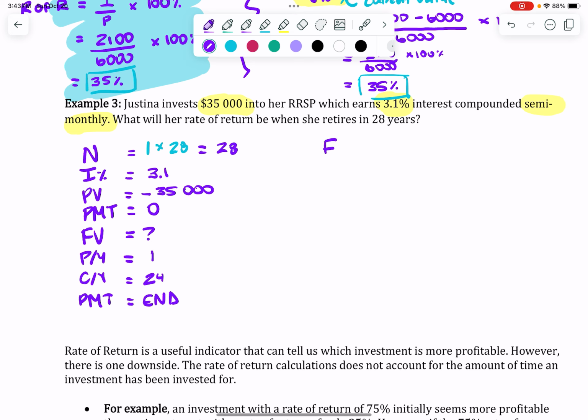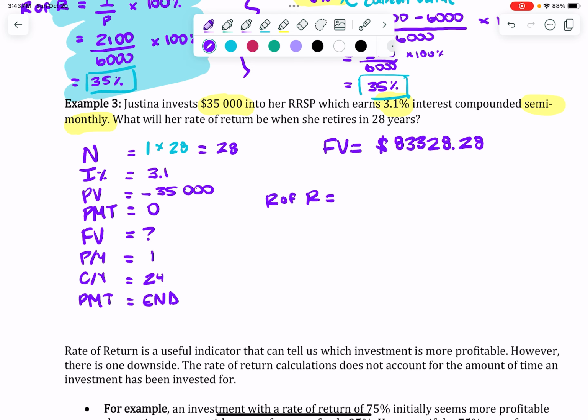Now, when you plug this in, you should get a future value of $83,328.28. Wonderful. If you got this far, awesome work. Now I do want to find my rate of return.